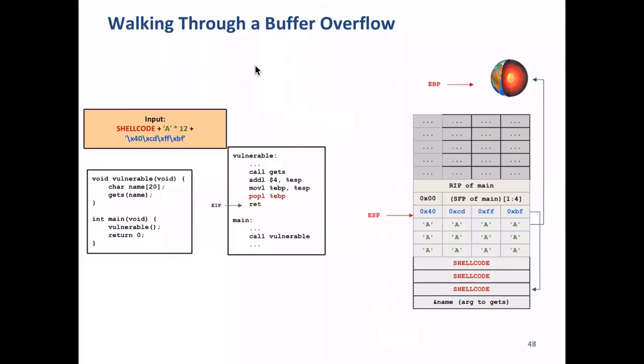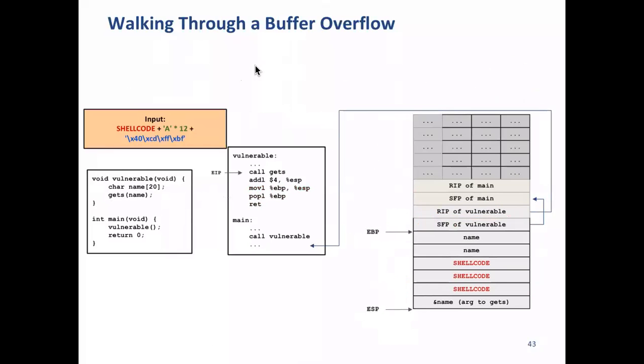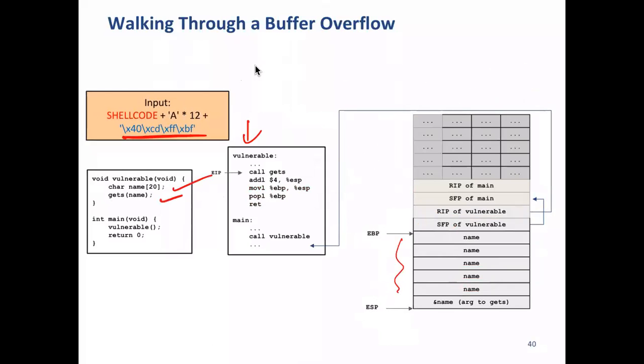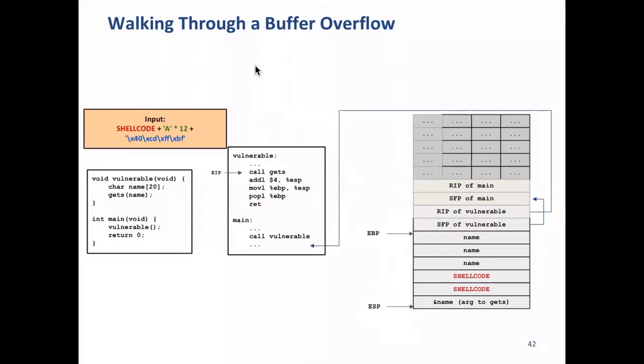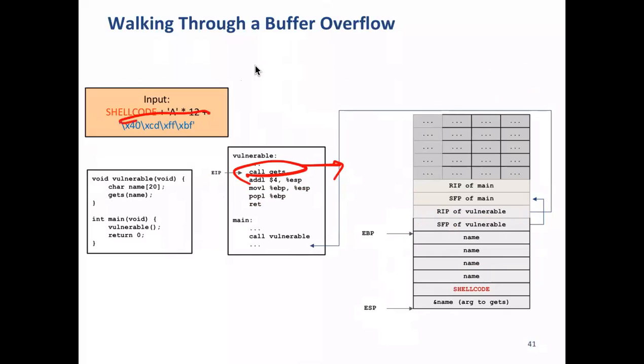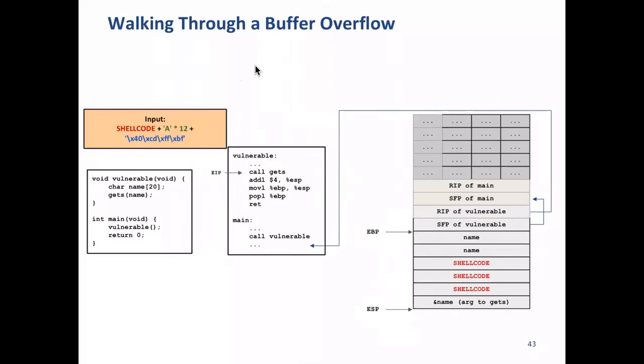All right, so you go through this, it is quite simple. When this instruction is executed, it will start filling shell code, because the input is this one. And as a result of gets, again the 12 times A will be written here. So now we can see that SPF gets screwed up.